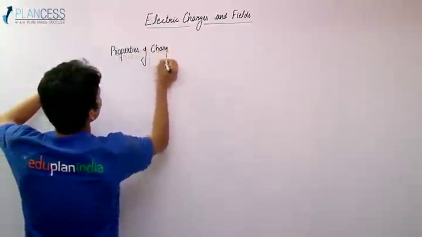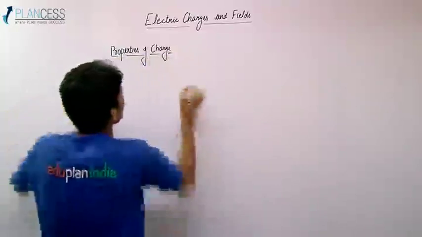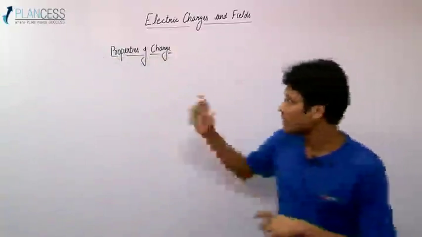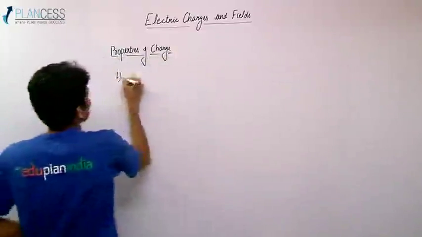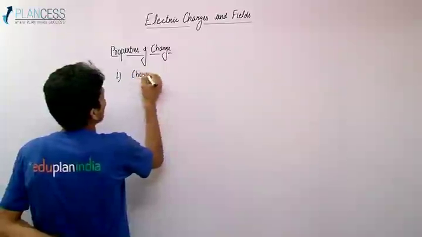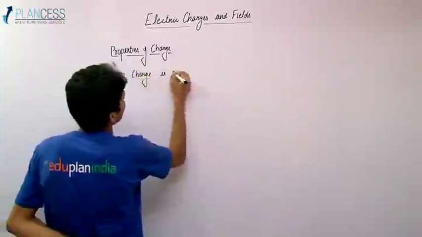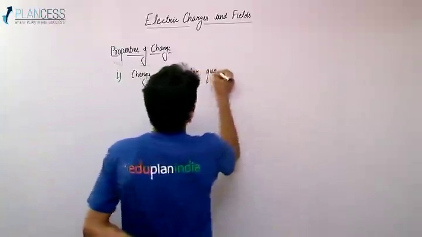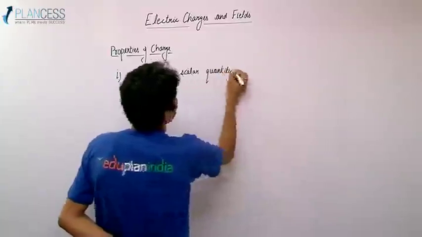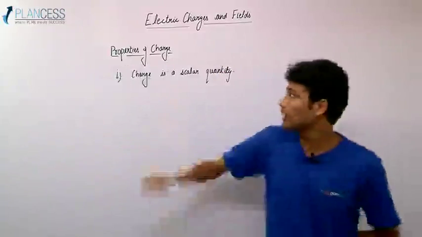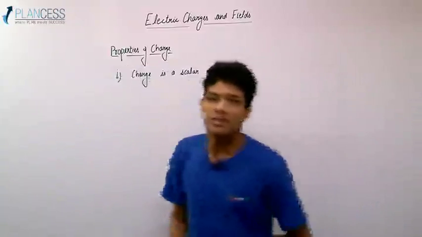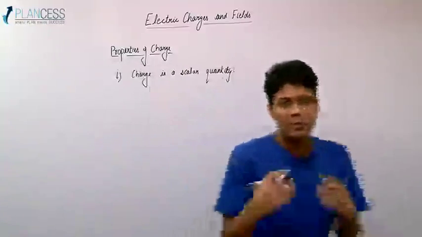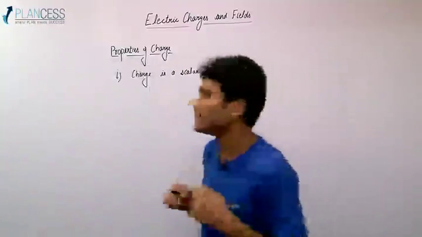Properties of charge. Basically, we have 4 properties of charge. Firstly, charge is a scalar quantity. That means the quantity charge does not carry any direction. Charge carries only a value, which may be either positive or negative.